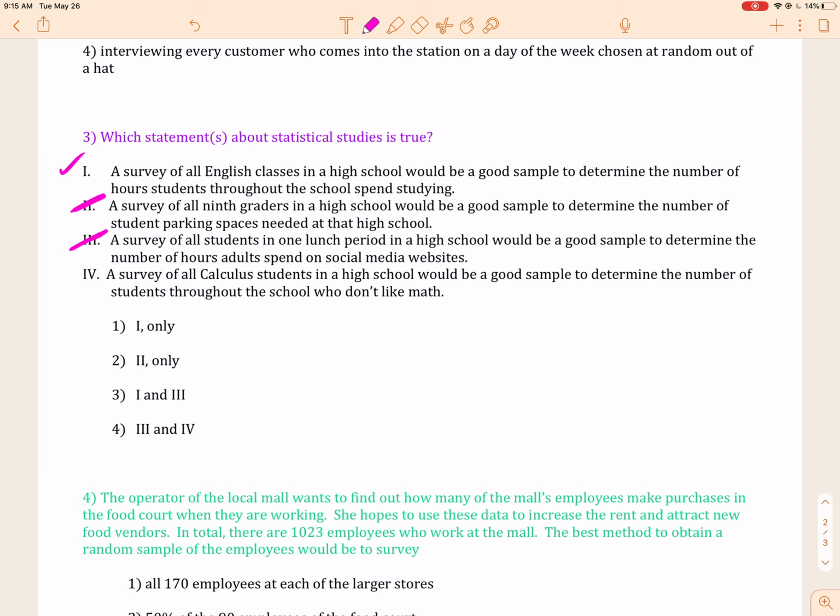And then 4, a survey of all calc students in a high school would be a good sample to determine the number of students throughout the school who don't like math. There are a lot of kids who should be taking calculus but don't because they don't like math, right? Or should be taking AP statistics and they don't because they don't like math, which doesn't make sense because it's less math than you think. But no, this would probably lead to a bias, and it would show more people like math than actually true. So this is not a good sample, so 1 only is a good answer.